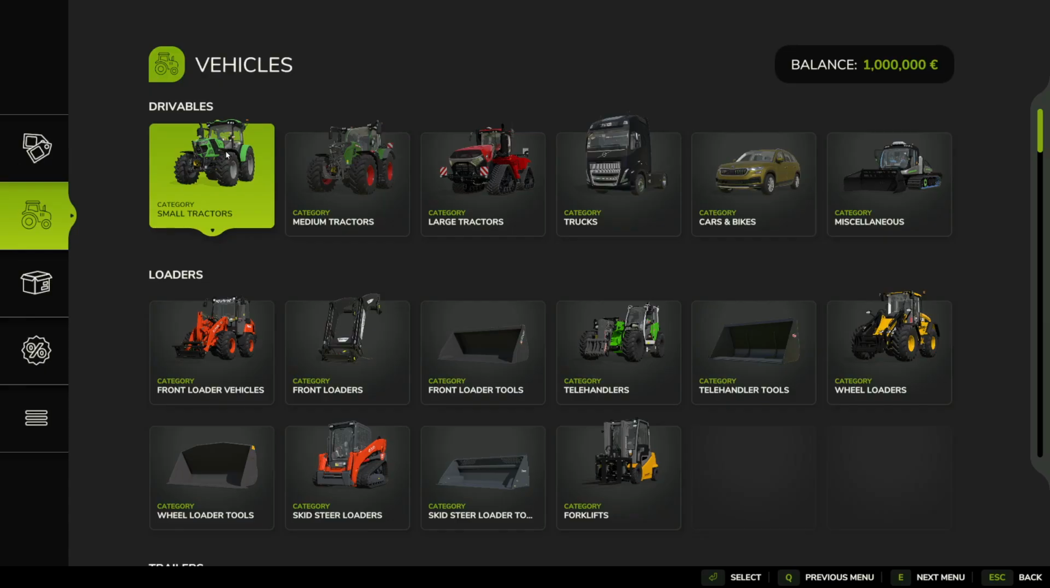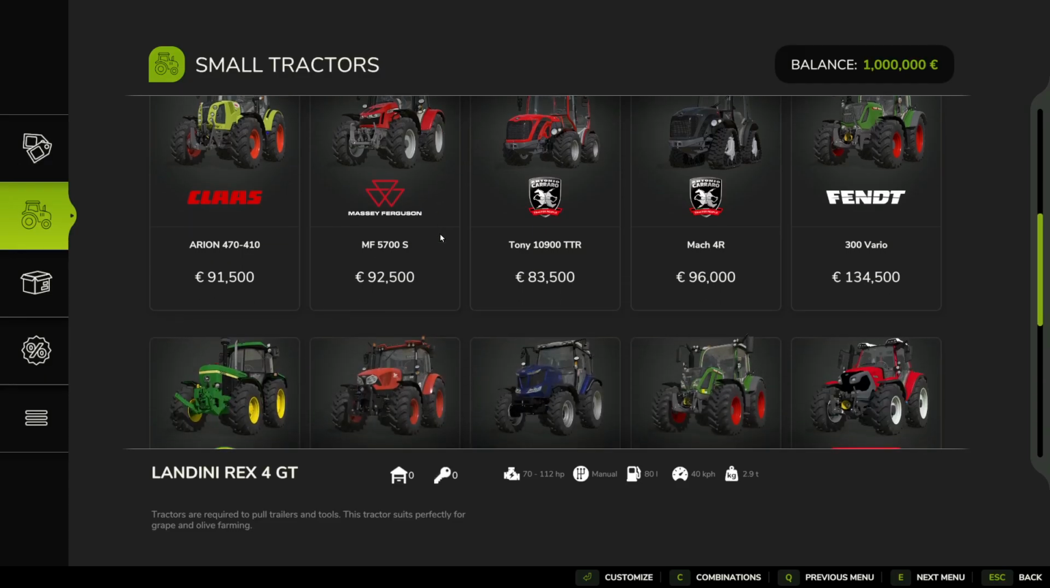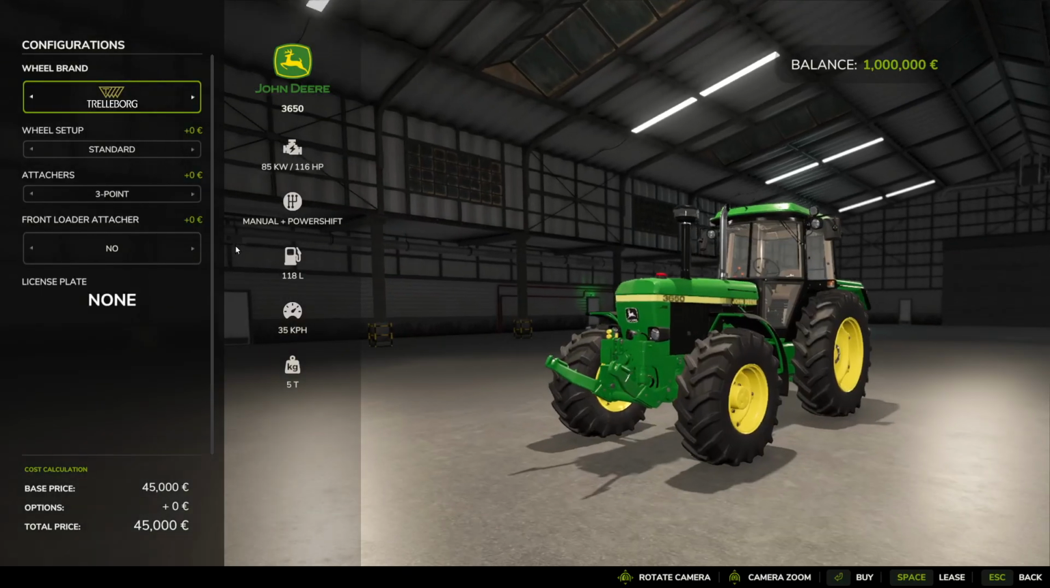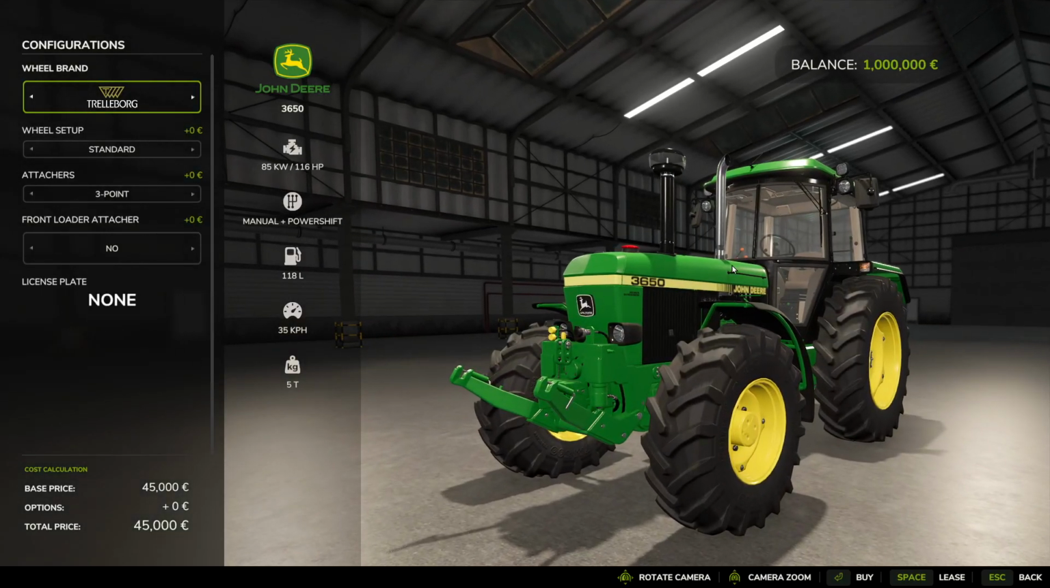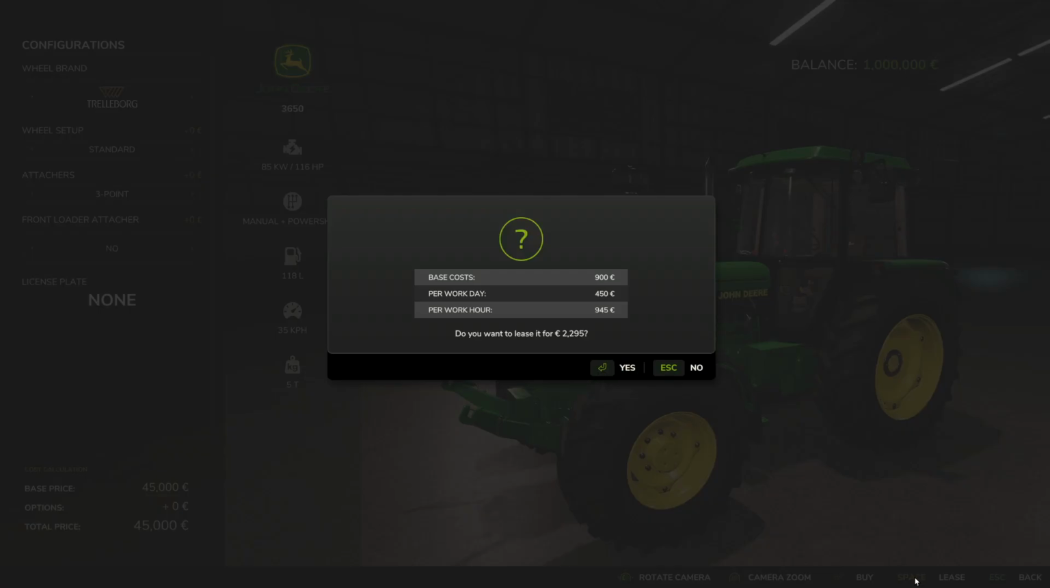So let's just take an example. Why not this John Deere tractor? To buy it would be 45,000 bucks. And when I double click on it, I get all the information. Down here I can go on lease, and the other option would be buy. But we have a look at lease.